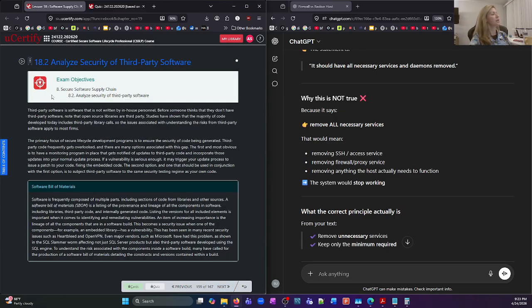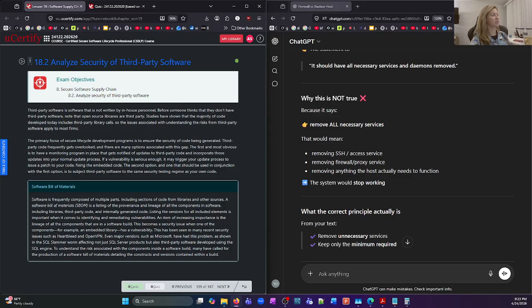Third-party software is software that is not written by in-house personnel. Before someone thinks that they don't have third-party software, know that open source libraries are third-party. Studies have shown that the majority of code developed today includes third-party library calls, so the issues associated with understanding the risks from third-party software apply to most firms.